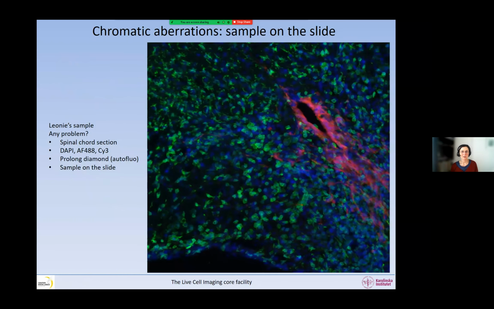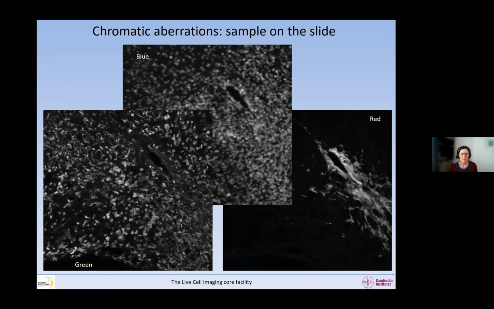So a final last spot. This is Leonie's sample. Do you see any problem with this image? So she has 3 colors. It's the spinal cord section, and the sample is on the slide. Any problem there? It's beautiful, isn't it? I love it. Okay, since I am a little bit squeezed in time, I'm going to give you the answer. Do you see the problem now?